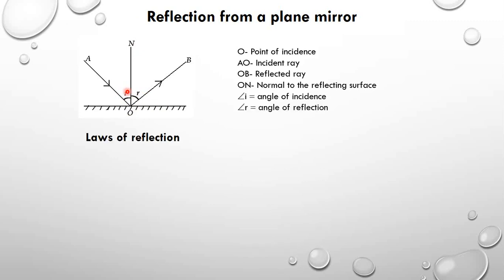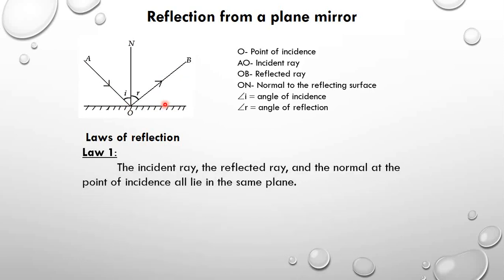Let's continue and look at the laws of reflection. The first law states that the incident ray, the reflected ray, and the normal at the point of incidence all lie in the same plane. And our second law states that the angle of incidence is equal to the angle of reflection.